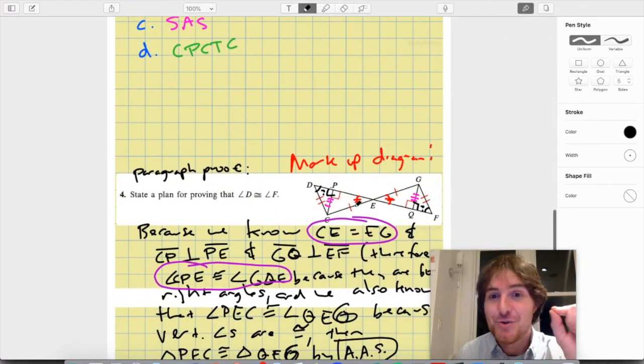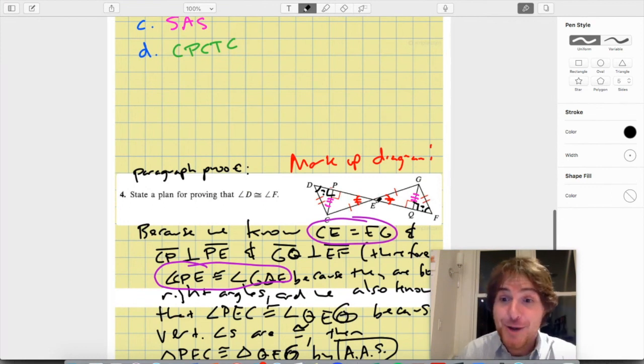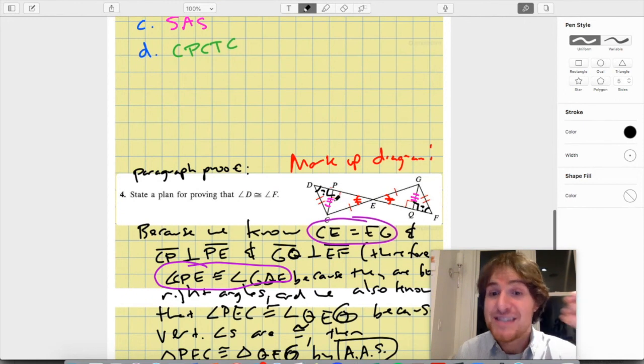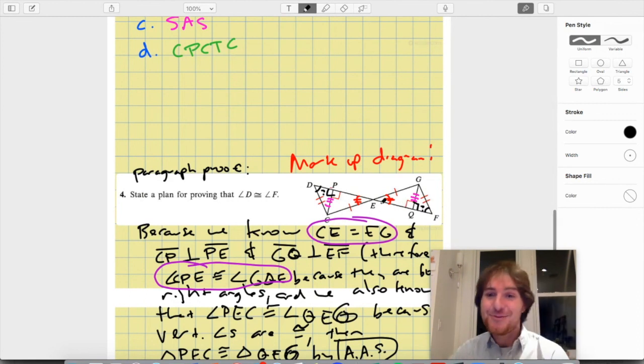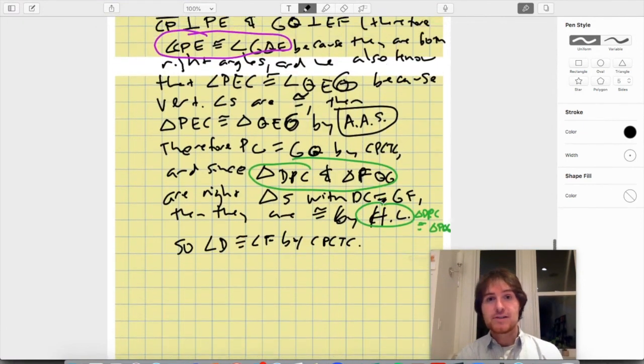Well, I know that triangle EPC is congruent to triangle EQG by AAS. And you don't even have to say the vertical angles. I can tell you that you've got it. And then I would use CPCTC to say that PC equals GQ. And then once I know that, I can prove triangle GQF congruent to triangle CPD by HL, and therefore by CPCTC, I know that angle D is congruent to angle F. So you still have to write a decent amount there. There's still about four or five things you need to string together in order to prove that fact. Okie dokie, those are my two examples for the homework.